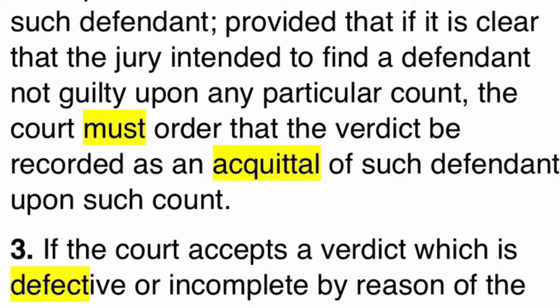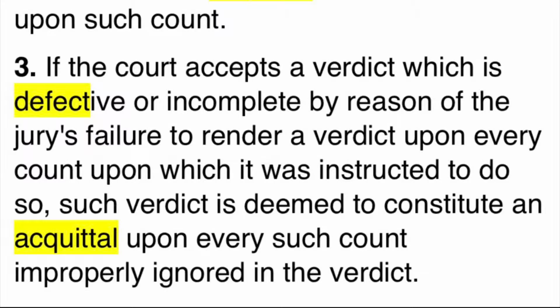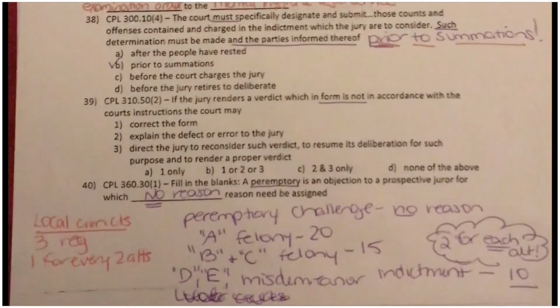Next, if the court accepts a verdict that is defective based on the fact that the jury did not find the defendant guilty or not guilty on all of the counts, and the court accepts that verdict, so let's say there's a 20 count indictment and the jury only filled in the boxes for 15 of the counts, those other 5 counts must be recorded as an acquittal if the court accepts that defective verdict.